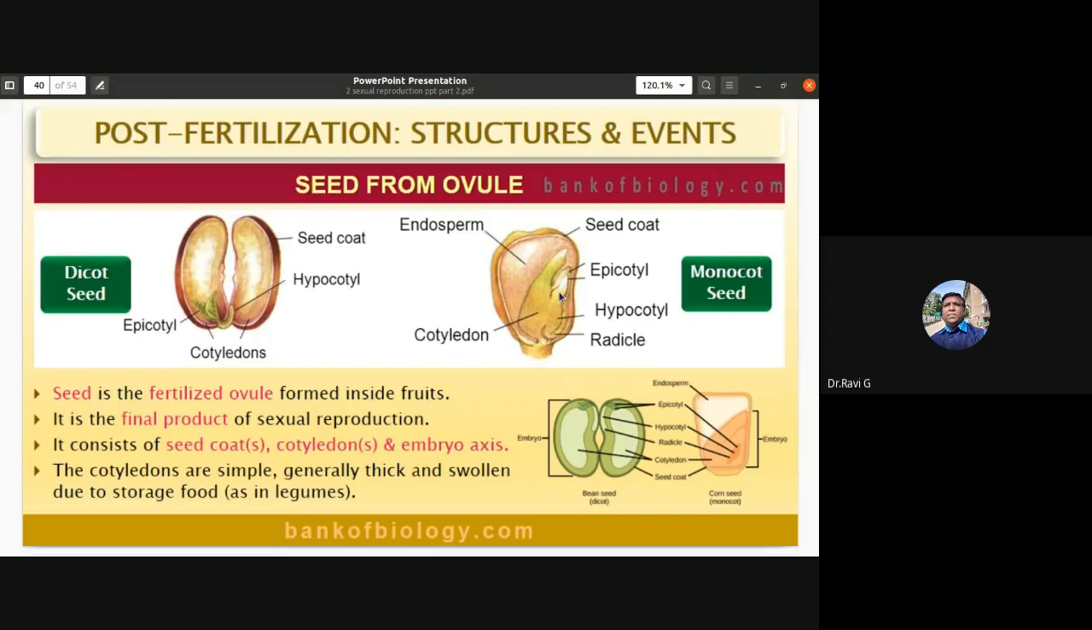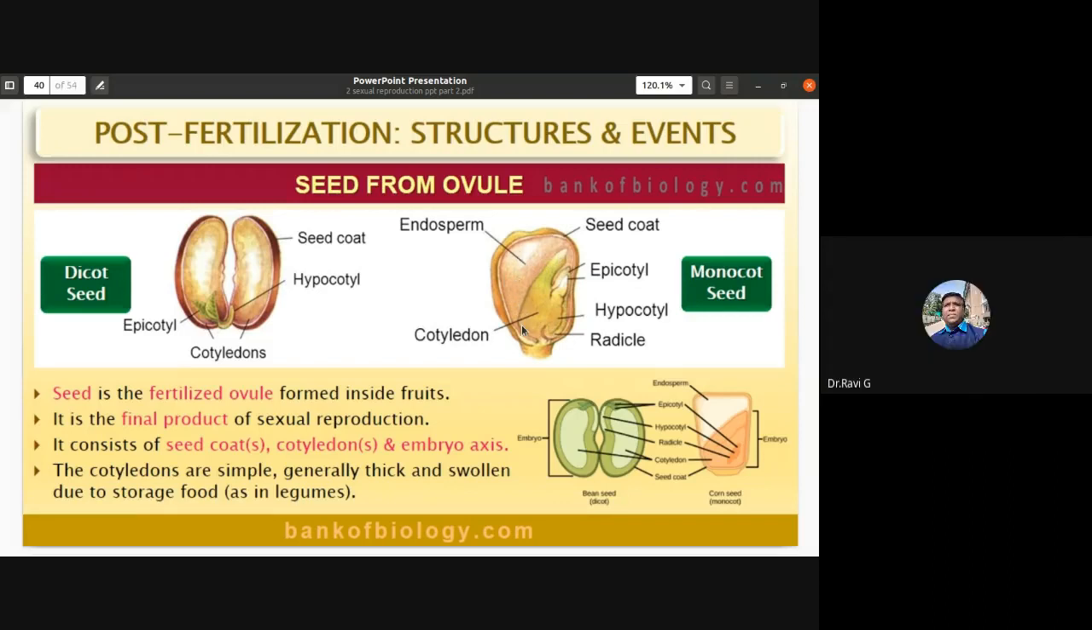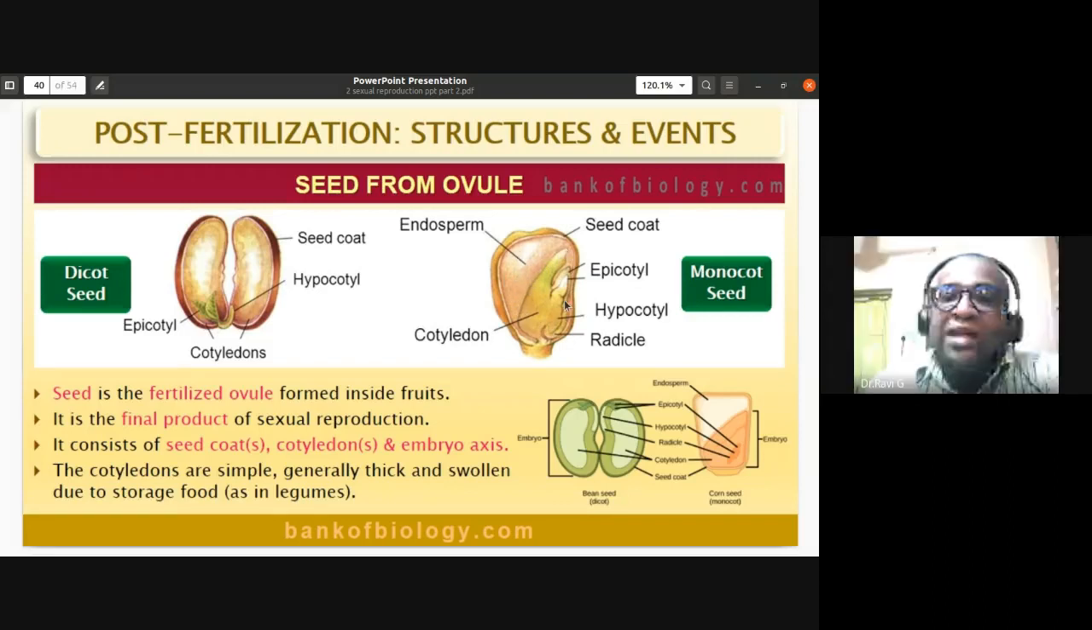And the epicotyl, they have the leaf primordia and the stem shoot axis, which is covered by the coleoptile. So the hypocotyl has the radicle and the root cap, which is covered by the coleorhiza. So this you notice in the monocotyledonous seed, and you can also see the endosperm in case of this maize plant.